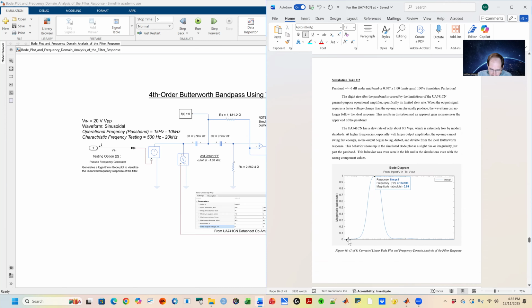Which means the circuit is attenuating the signal, reducing its magnitude. It's reducing it the whole time, but after it gets out of the range here, it drastically drops.